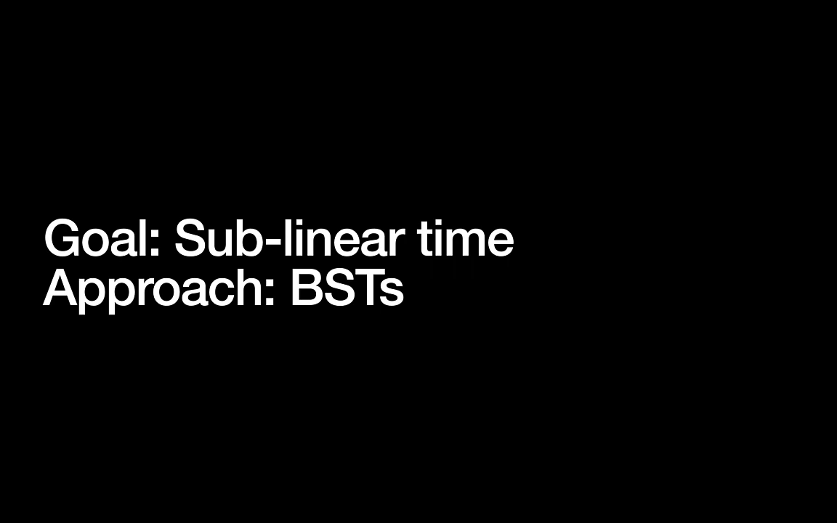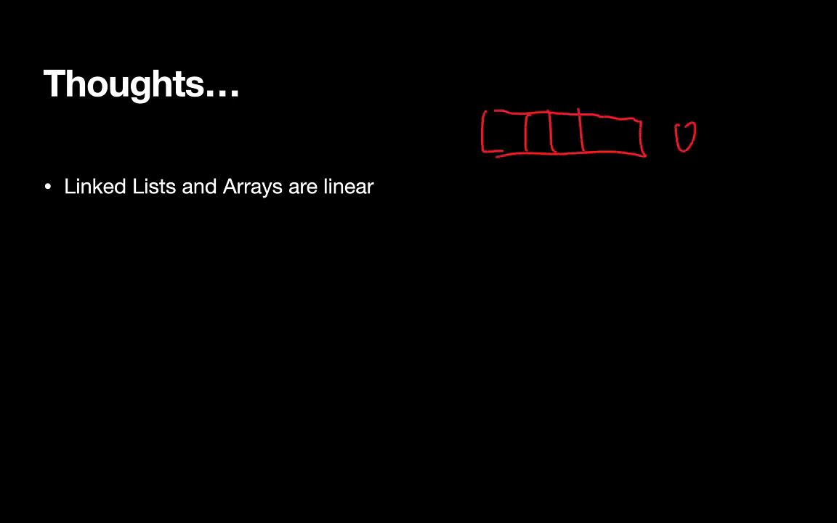Okay, so our goal is to achieve sublinear time on all operations, and the approach we're going to take is something called a binary search tree, or BST. So just some thoughts. Linked lists and arrays are linear, so they can be drawn like this or like this. They keep data in a distinct order, first, second, third, etc.